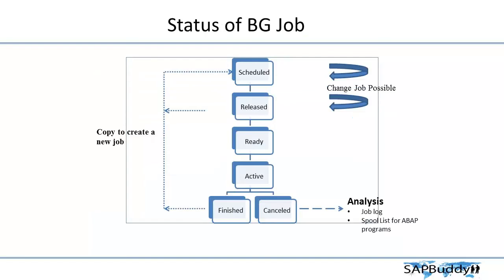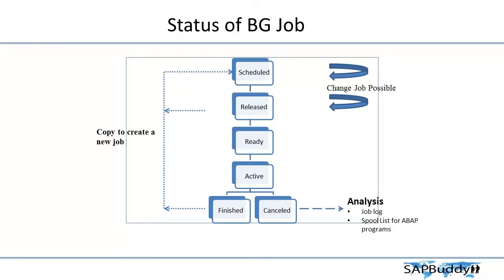Now let's have a look at the status of a background job. It is very important to understand how the status changes. A job can have all these statuses: scheduled, released, ready, active, finished, and cancelled. The first one is scheduled. Scheduled means you created a job, however you did not define the start condition.